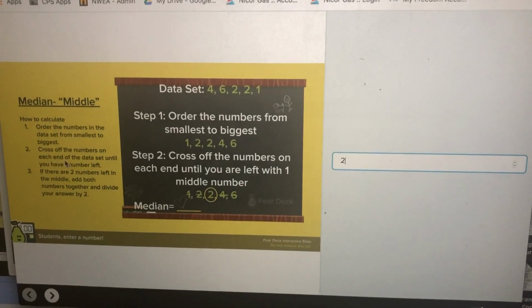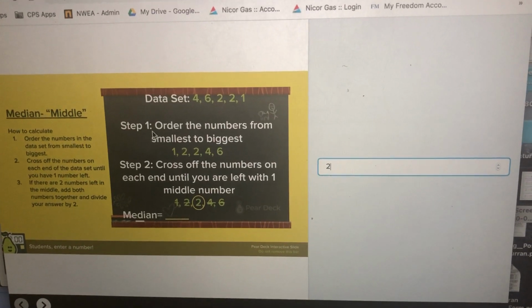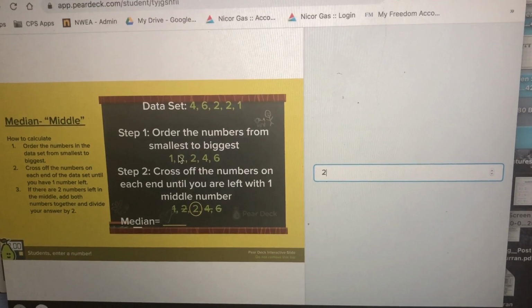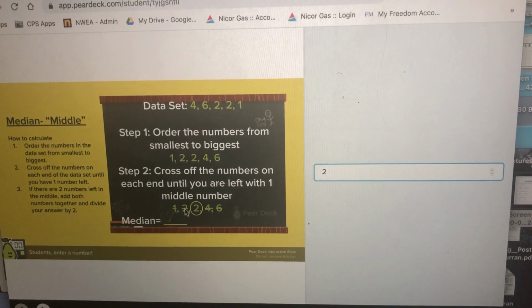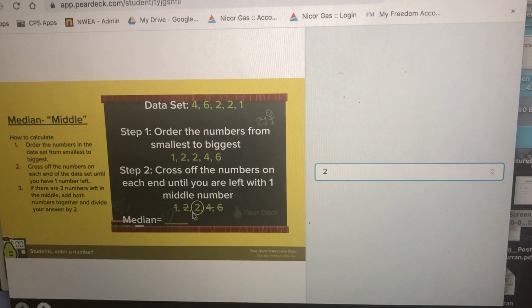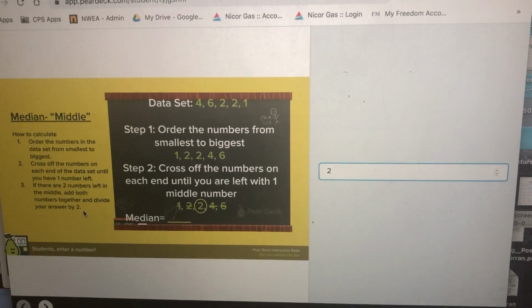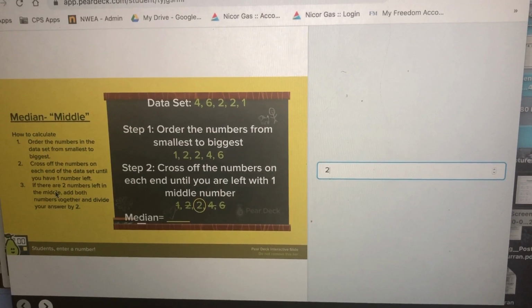Okay, so once again, to review our steps, you first place them in order from smallest to biggest. You cross off at each end until you are with a middle number. For this example, we only had one middle number, so we did not need to move on to step number 3.